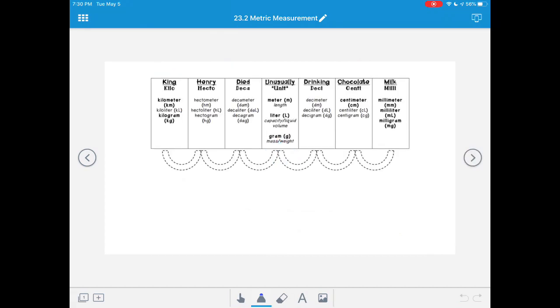Another way to look at this is just in terms of remembering which comes first. I have a funny phrase for you. You don't have to write this down, but kilo, hecto, deca, unit, and then deci, centi, milli. A funny phrase to help you remember from largest to smallest. You can think of this phrase: King Henry died unusually drinking chocolate milk. It's kind of a silly phrase for you to remember the order from largest to smallest of the units.